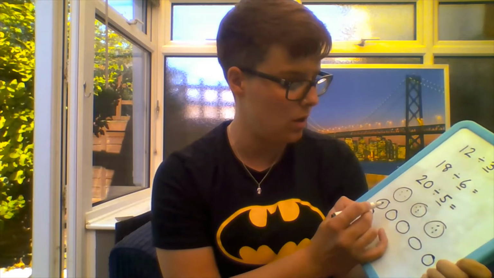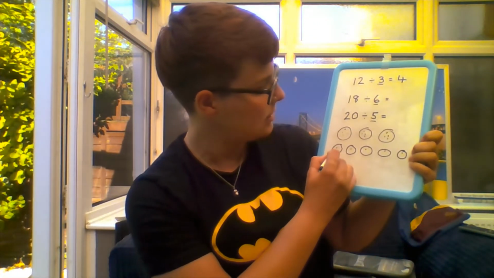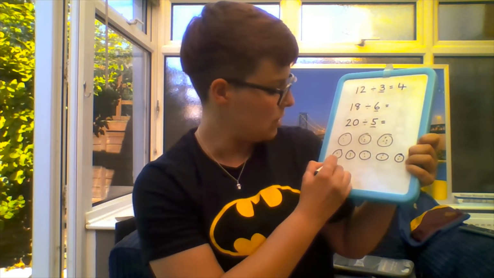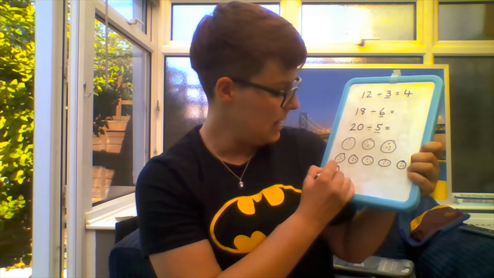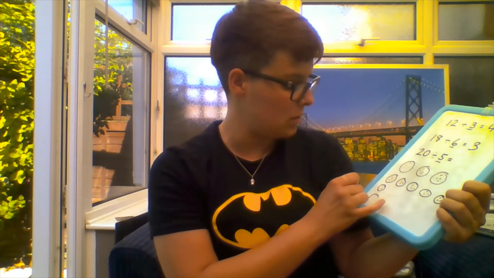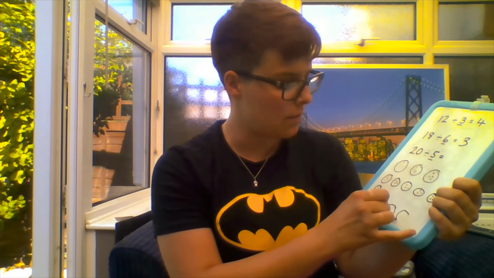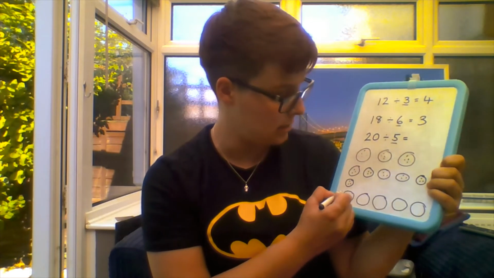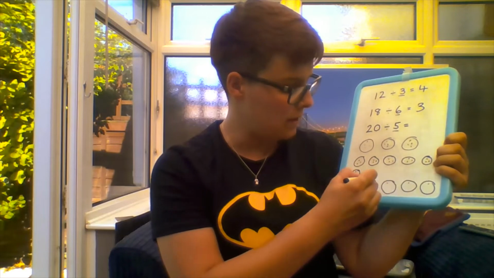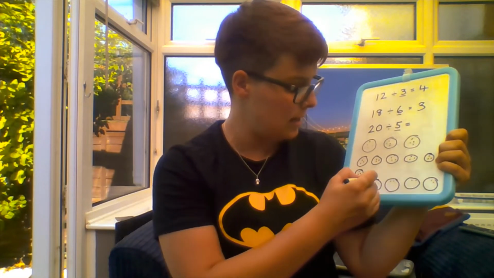5, 6, and then I would share 18 between these, so 1, 2, 3, up to 18, and you can clearly see that there are 3 in each group. And on the last one, 20 divided by 5, so I'm going to do 5 circles, 1, 2, 3, 4, 5, and share 20 between these. So 1, 2, 3, up to 20. You can see that there's 4 in each group.